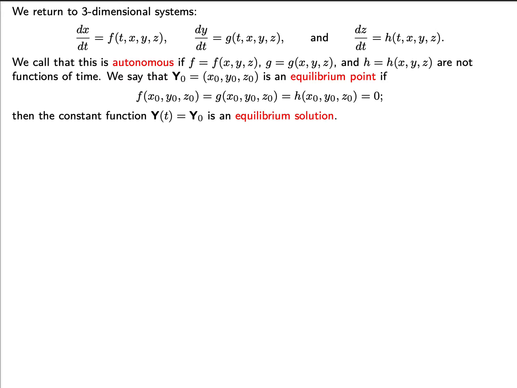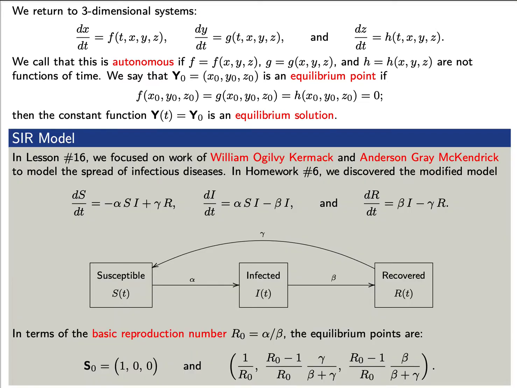In this case, the constant function, capital Y of t, equal to this point, x0, y0, z0, is said to be an equilibrium solution. We've already seen three examples so far in this course of such an autonomous three-dimensional system where we've considered their equilibrium solutions. Let's start with the SIR model.